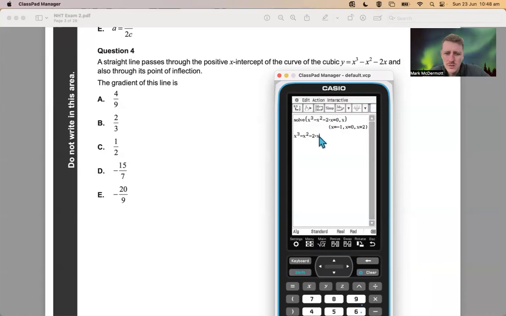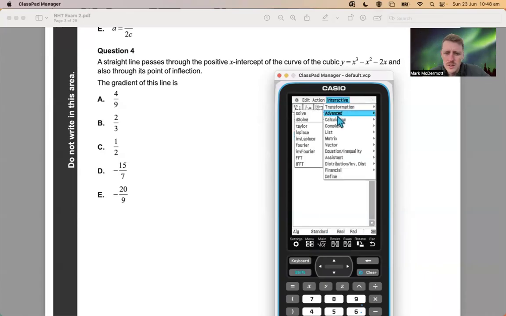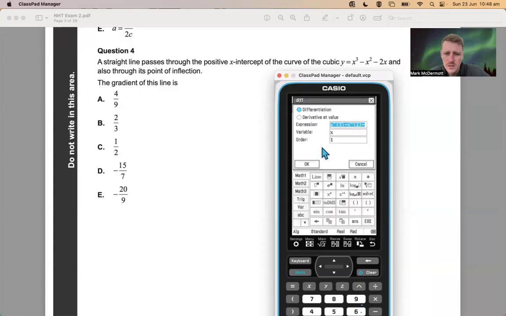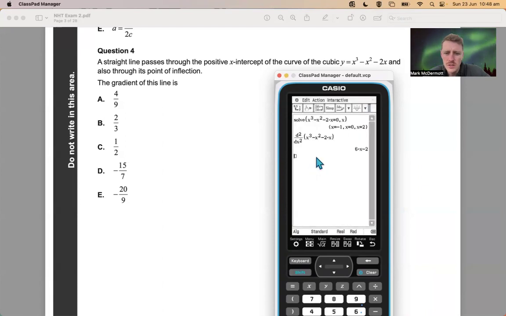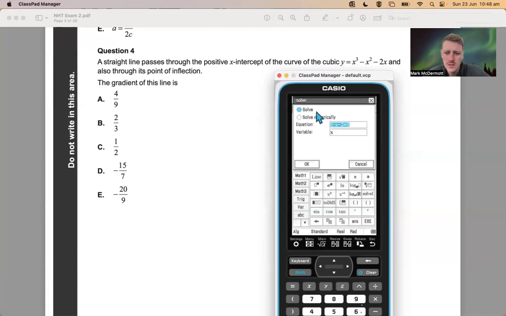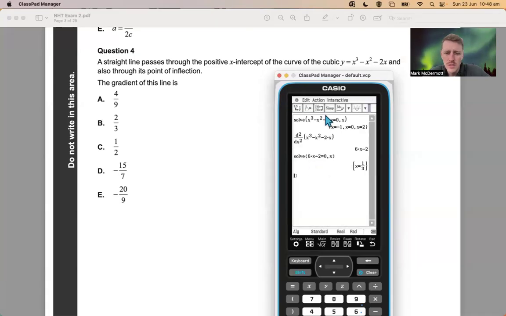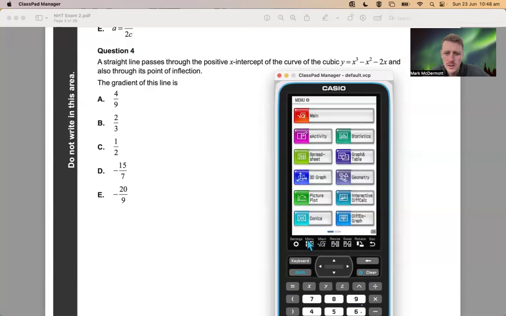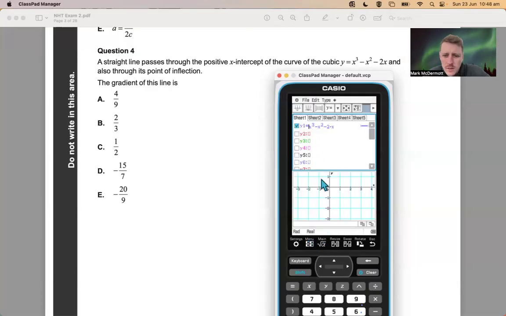Sorry, we need to go and solve the double derivative, I think. So interactive, advanced, calculation, we want to diff it. If I change that to a 2, it takes the second derivative. Very good. Now I need the second derivative to equal 0. You'll probably solve this in your head. Interactive, advanced, solve. Okay, you get 1/3. So yes, it was good that I checked that. If I go back here, yeah, this point is at 1/3, I think.